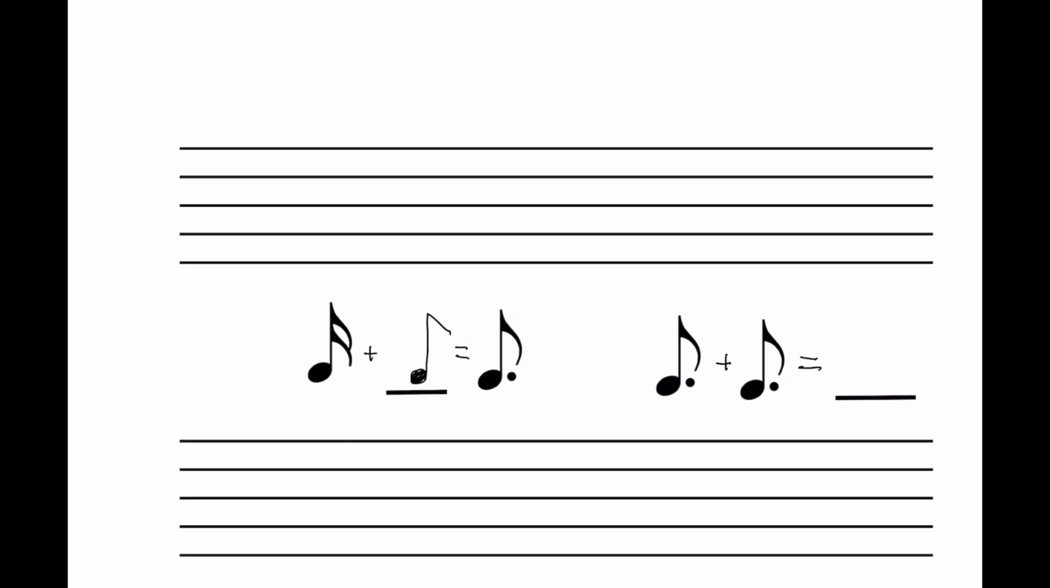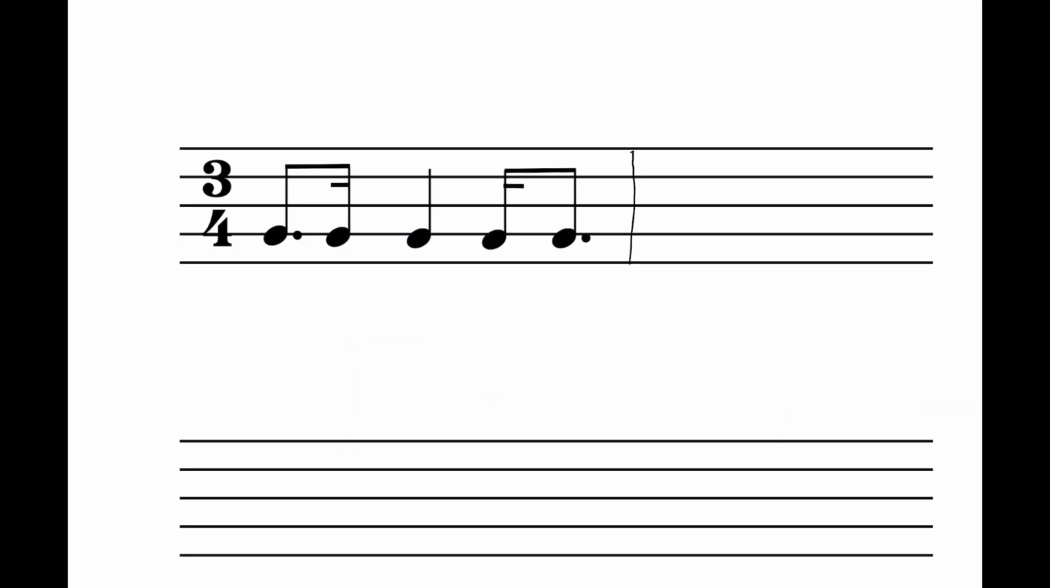In this example, we have a dotted eighth plus a dotted eighth. We know that the dotted eighth is equal to 3/4 of a beat if we were in 4/4. So 3/4 plus 3/4 is 1.5. And what would get 1.5 beats in 4/4? The dotted quarter. Let's learn how to count dotted eighth notes.